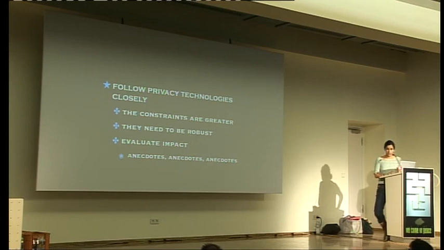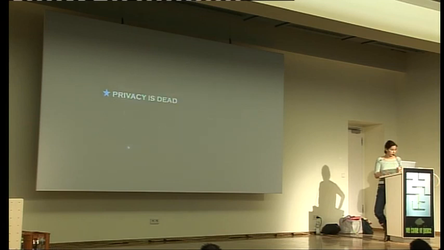I would really recommend everybody in this room, but also researchers, to follow privacy technologies closely. The constraints are greater. They need to be really robust, given some of the results from anonymization, and we need to evaluate their impact. So how are they being used? How are they actually not being used? How are they really functioning? It's very important to tell stories. I think we need a lot of anecdotes about what happens with the technology we produce.